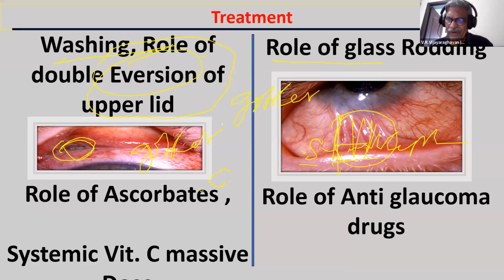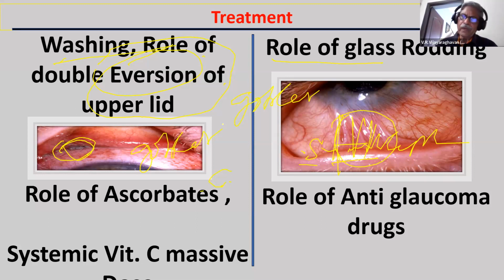That's why, when a chemical has fallen, definitely the conjunctival goblet cells would have been destroyed. So naturally, any chemical injury patient, you have to give artificial tears. That is the role of artificial tears. You can use methyl cellulose, sodium carboxymethyl cellulose, or sodium hyaluronate. That means artificial tears have to be used in the management of any chemical injury.